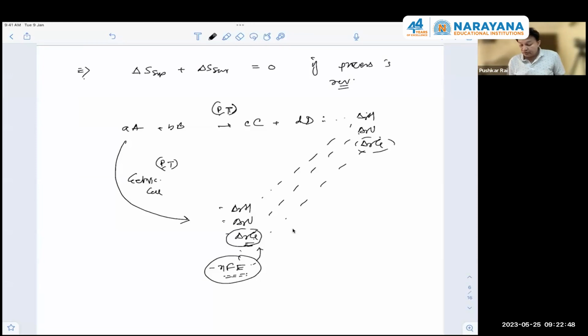Simply used to electrical work. That very simple idea relates to this one. We are carrying out this reaction at constant pressure and temperature. That is why this delta RG is matching. This thing was also clear.